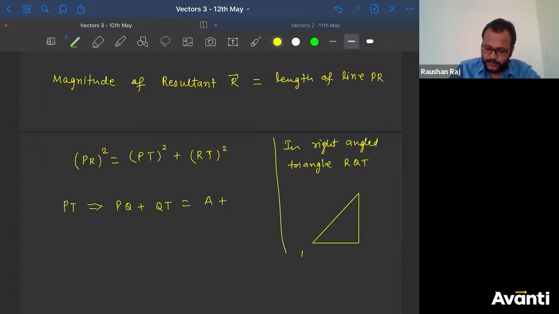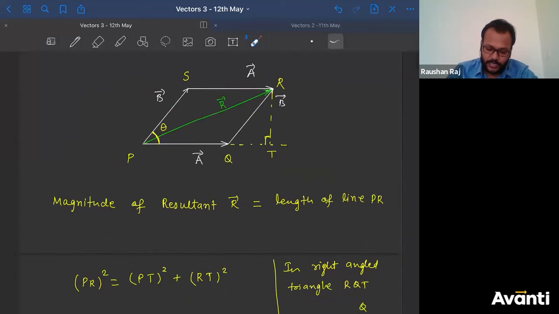Yeah, so this is R, this is Q and this is T. This is 90 degrees. Acha, now if I ask you, tell me what is the length RQ? I'm talking about RQ or QR. What is this length QR?